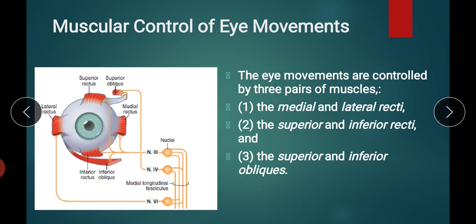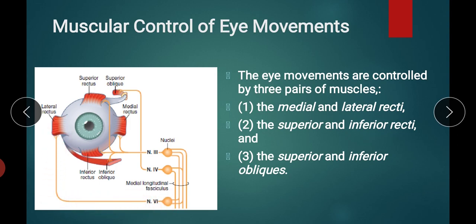Out of this, most of the muscles, as you can see, this is the third cranial nerve nuclei, and these are the branches of the third cranial nerve. So medial rectus, superior rectus, inferior rectus and inferior oblique, all these four muscles are supplied by the third cranial nerve. The superior oblique is supplied by the fourth cranial nerve, and the lateral rectus is supplied by the sixth cranial nerve. This nerve innervation you will also learn in anatomy.